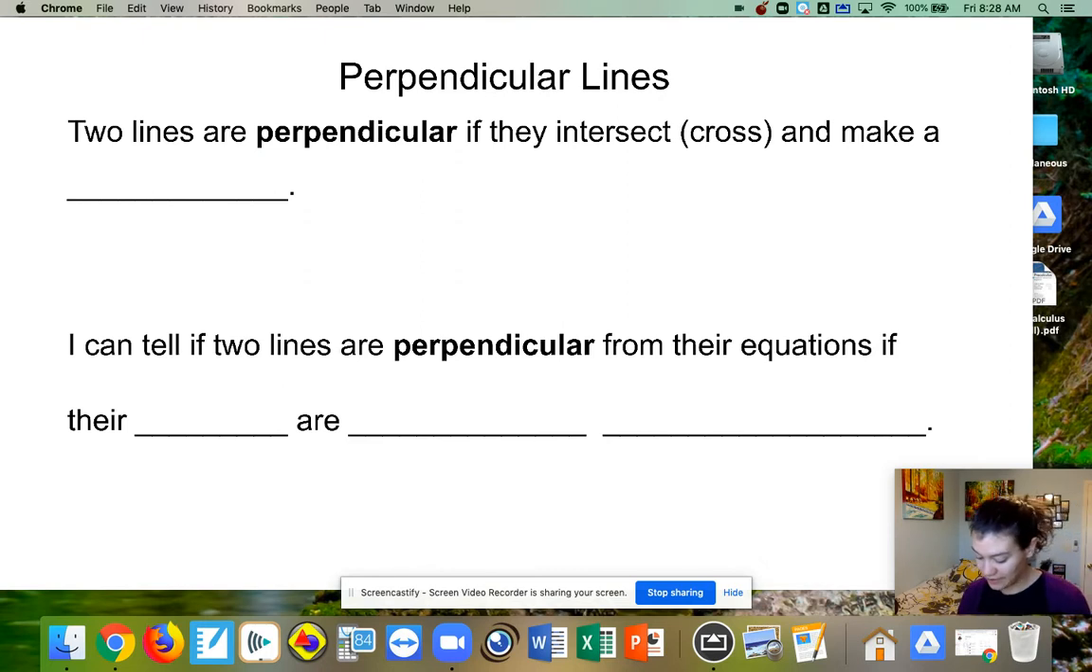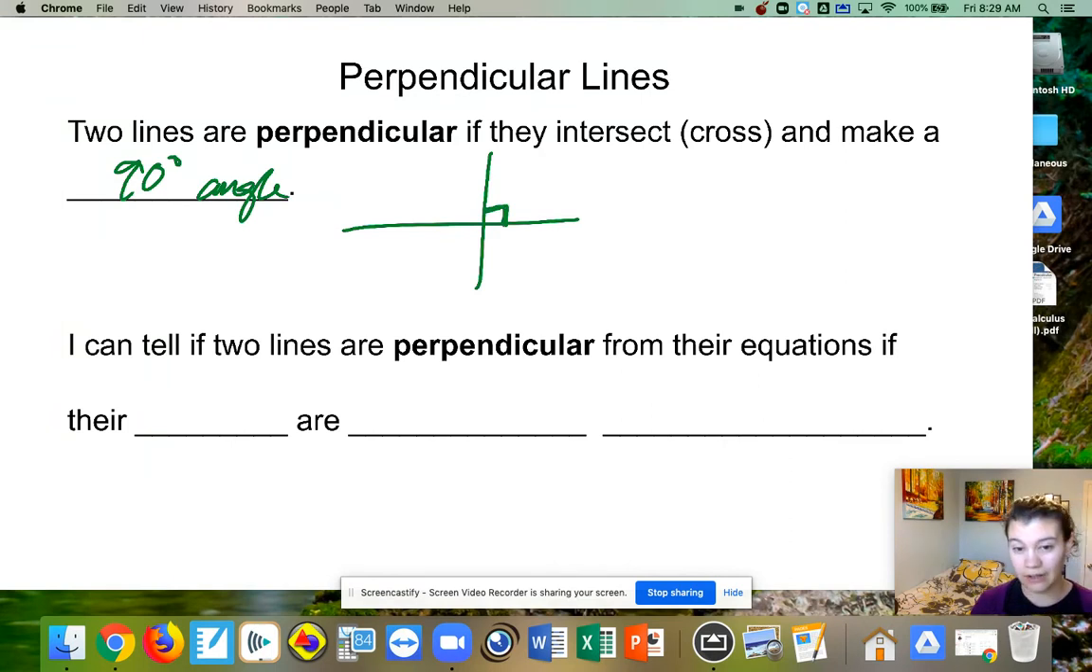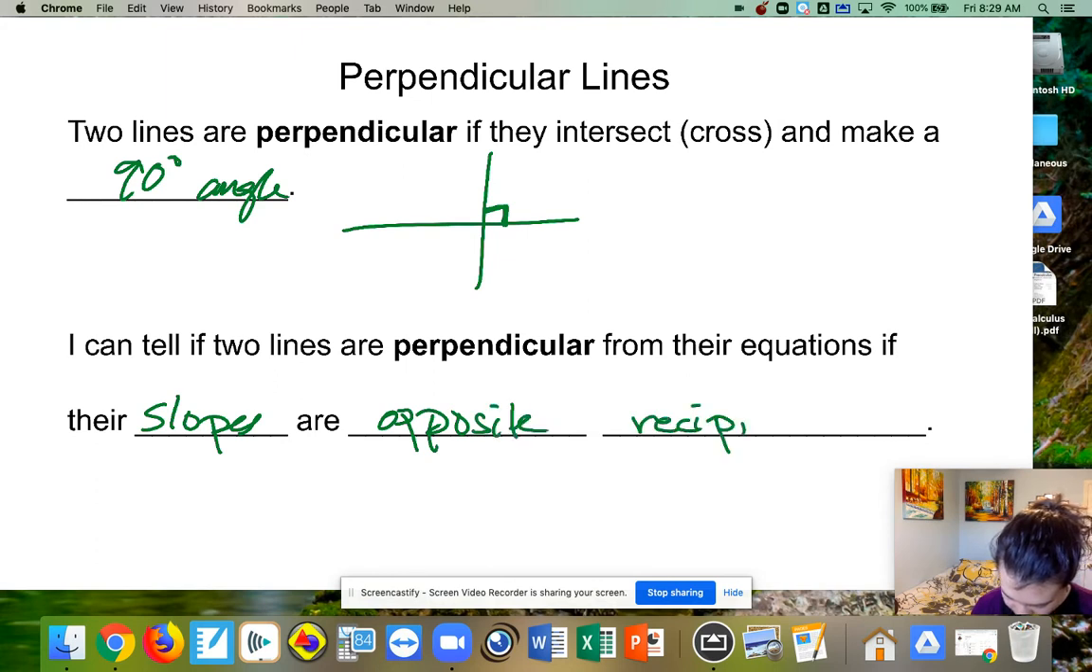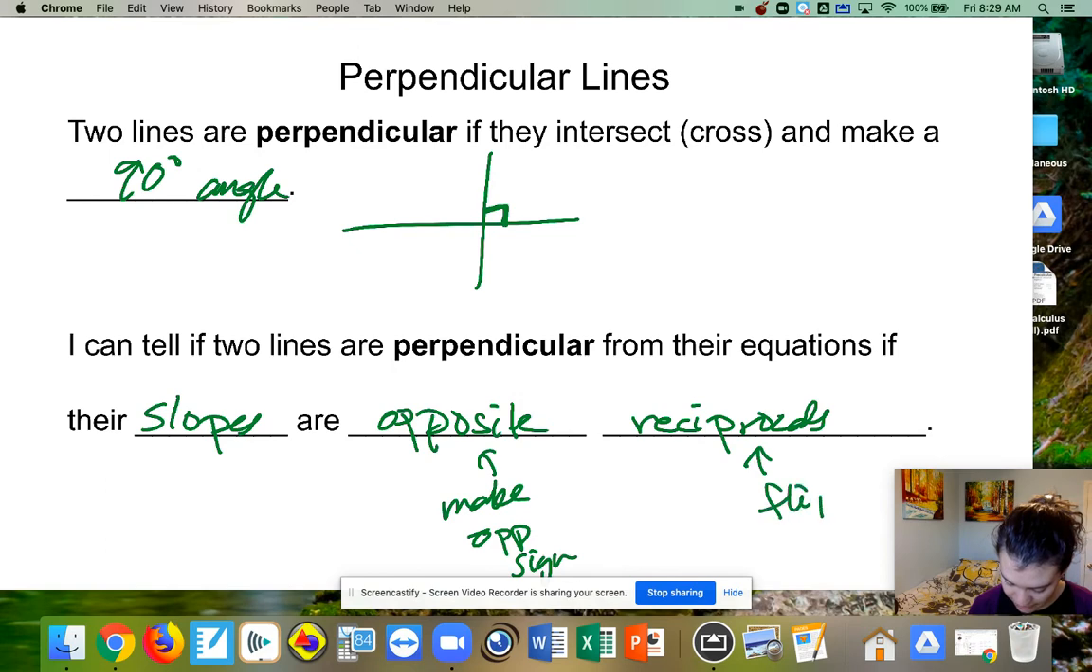All right, so then perpendicular lines. Perpendicular lines intersect, they cross and make a 90-degree angle. So they're going to be something like this, where you get a nice square angle right there. You can tell if two lines are perpendicular from their equations. So if their slopes are opposite reciprocals. What that means is, opposite means make it negative, or make the opposite sign. And then reciprocal means you want to flip your slope.